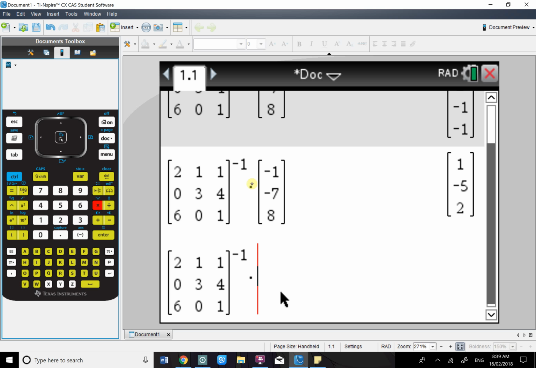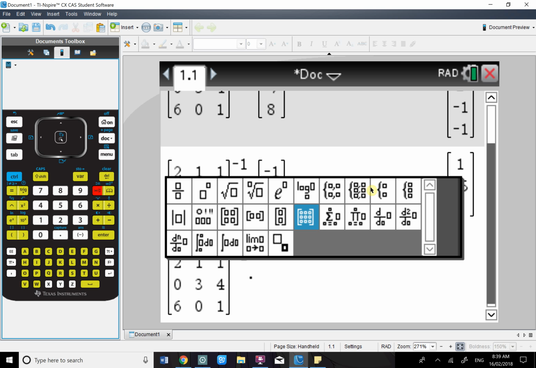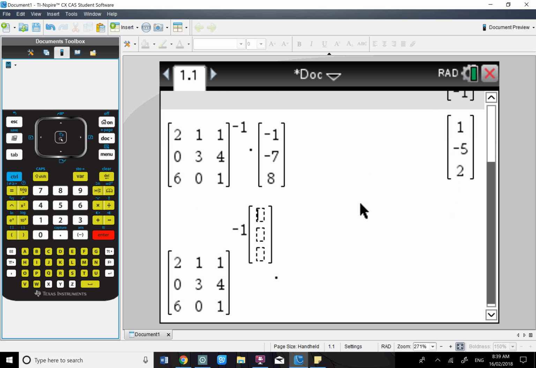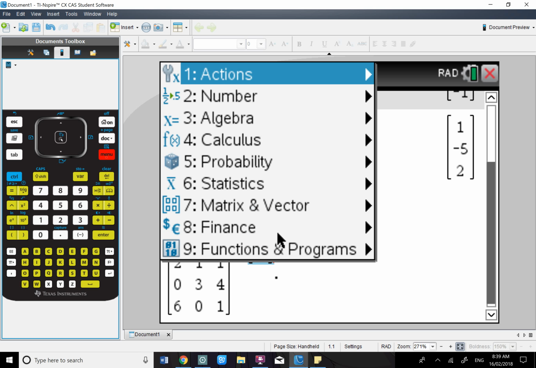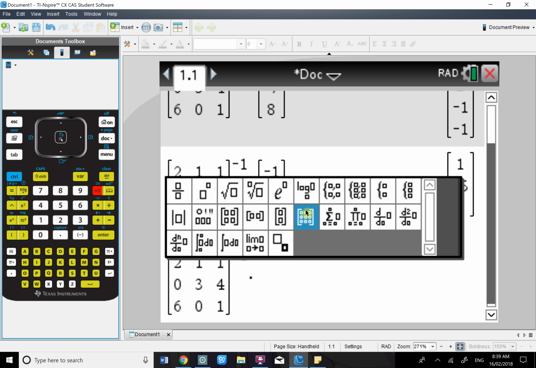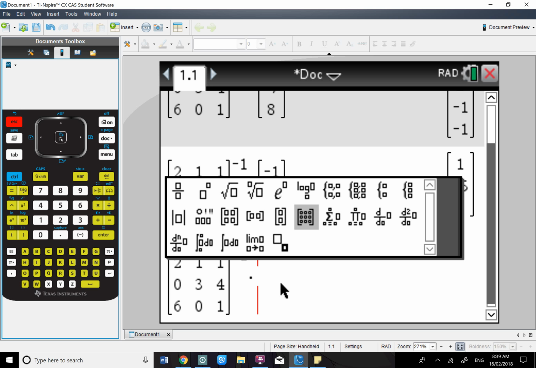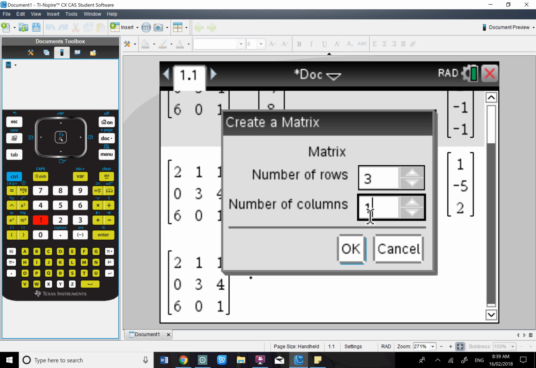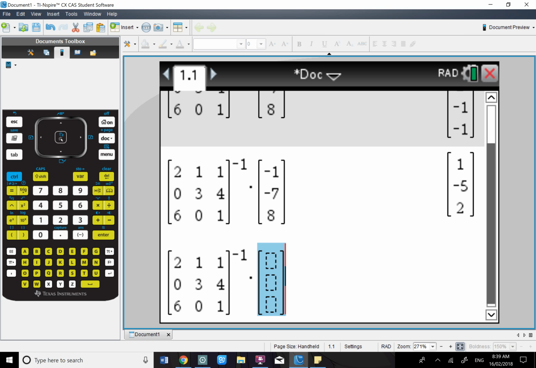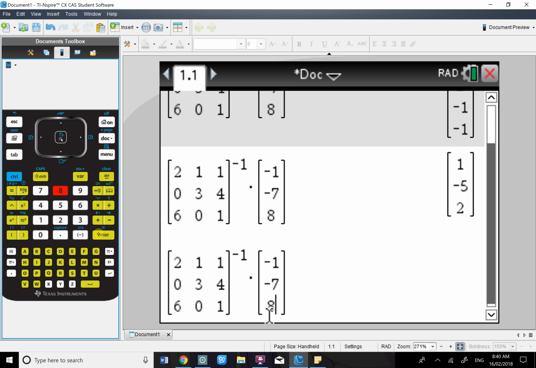And I will times by a matrix that is 3 rows and 1 column. Sorry, I need to move it here. So, row 3, column 1. I don't know what's wrong. Okay, it's here. So -1, -7, and 8. That's the answer, the k values.